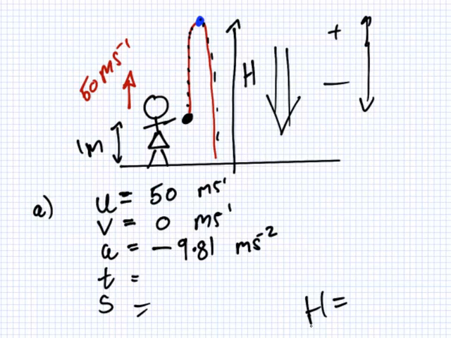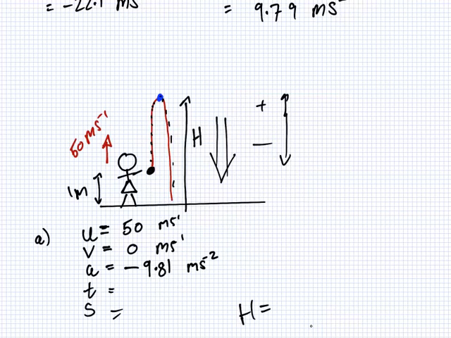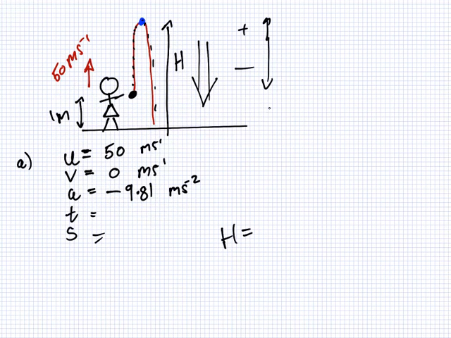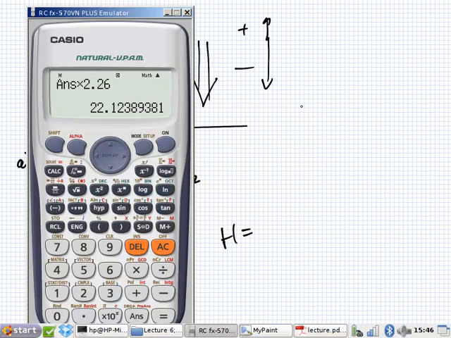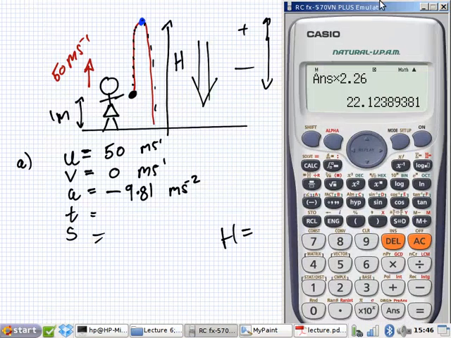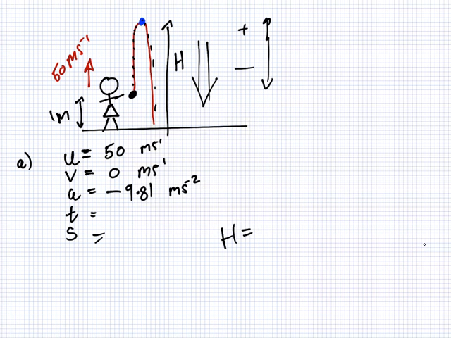So the first one, what formula gives us the S? It's just going to be S equals UT, isn't it? But you know what? I'll just put it on my calculator. No, we don't know the T. So what will we have to use? V squared equals U squared plus 2AS.